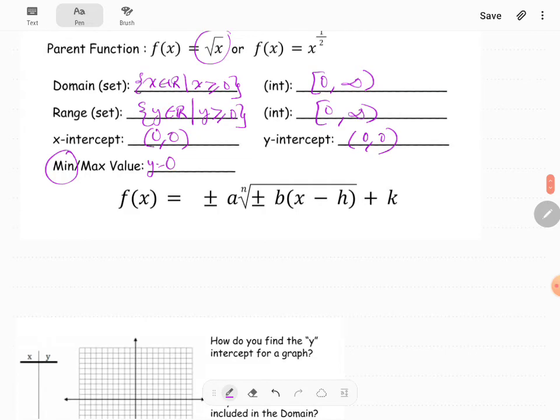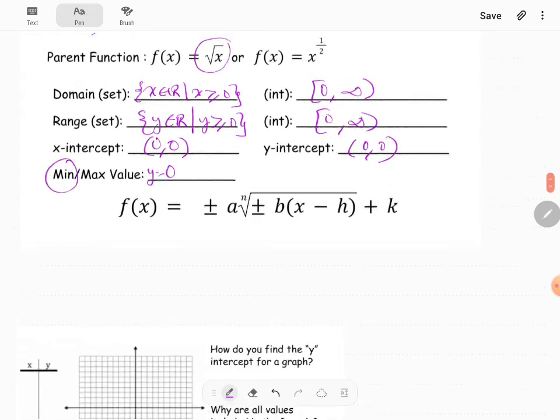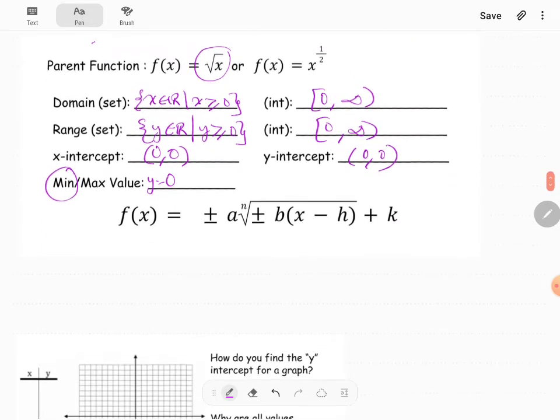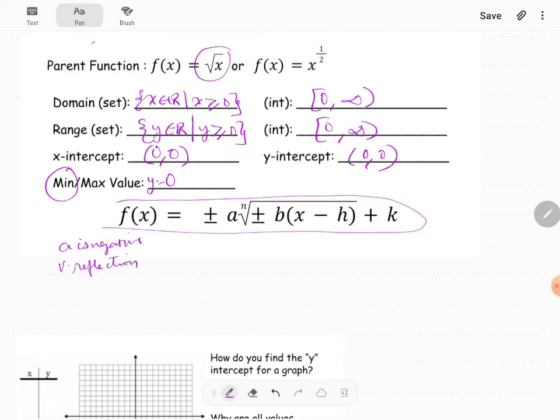So if we have to move the graph, then we'll have to go over all the transformations. Like if A is negative, then we have vertical reflection. All of this, I'm going to upload these particular transformations in a separate file. I don't want to talk about it all over in this video. It would be too long, but you get the idea.